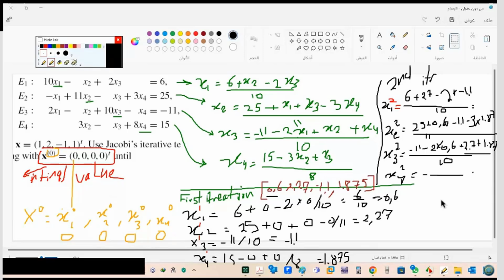In the exam, I will ask you to find the second iteration, for example, or the first iteration. But usually in real life, you need to find the value, so you have to repeat for all values x1, 2, 3, 4 until less than your error. Is this idea clear?